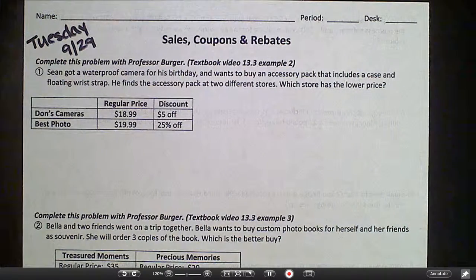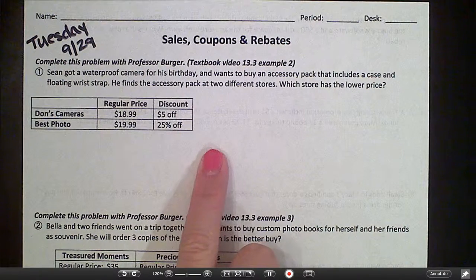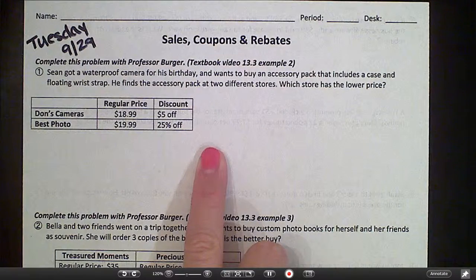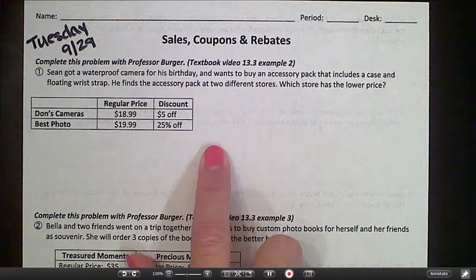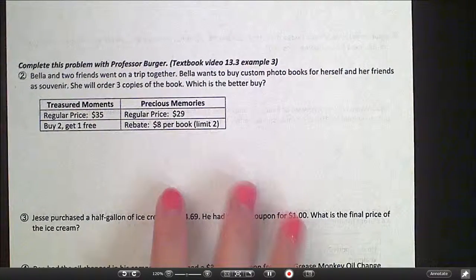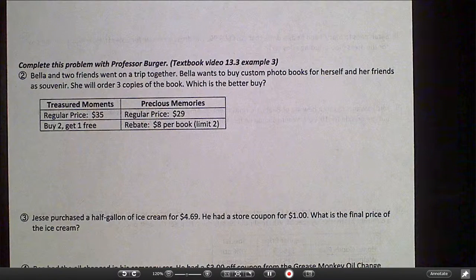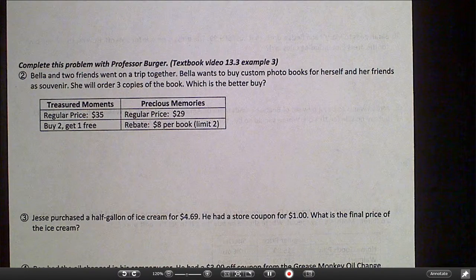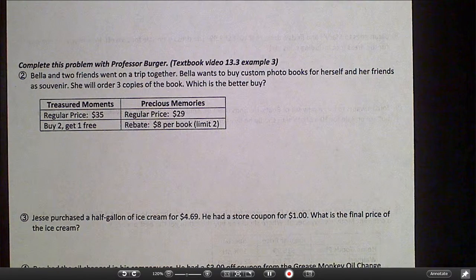Alrighty guys, so you should now have all of number 1 worked out. Professor Berger worked that out with you, and you have all of his work on your paper. So now if you will please scooch up and look at number 2. This is a slightly different problem, still dealing with sales, coupons, and rebates. So I'm going to show you another video, and I'd like for you to work out this problem with Professor Berger as well. And at the end of this video, then you will be able to complete the rest of the assignment by yourself.